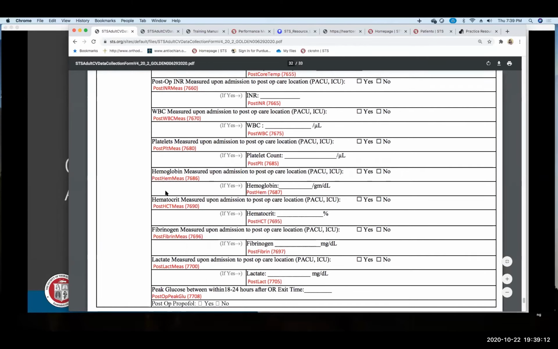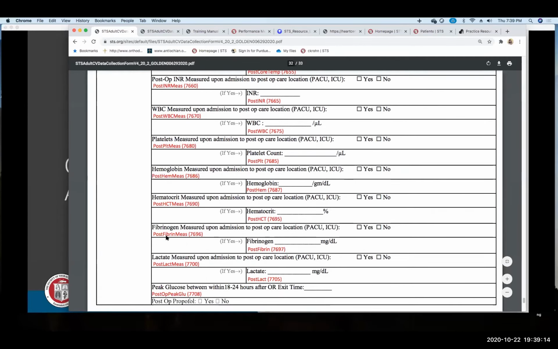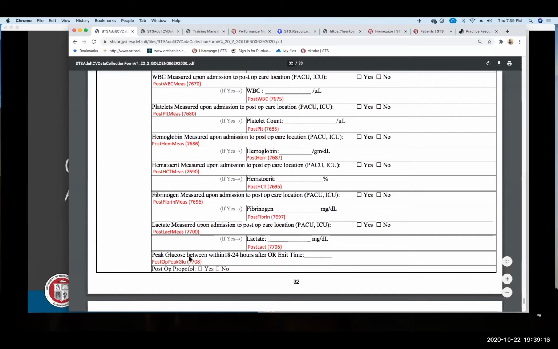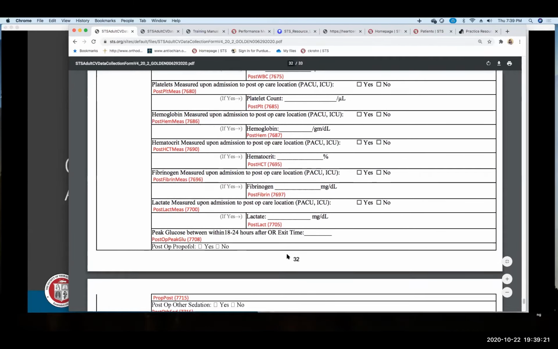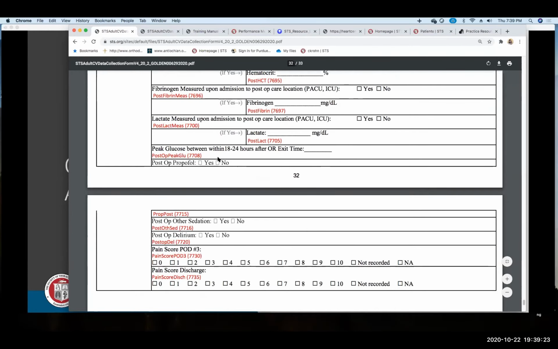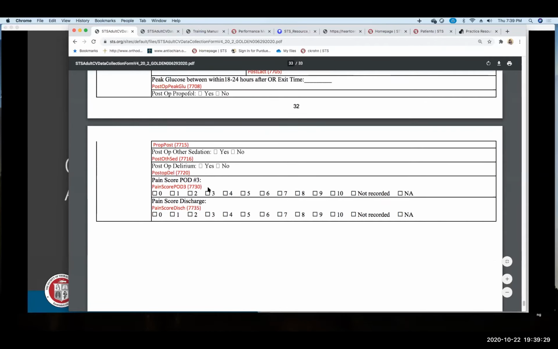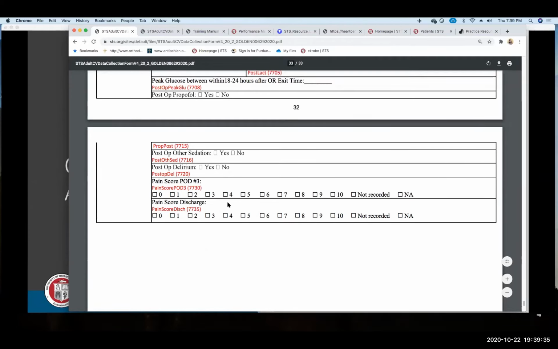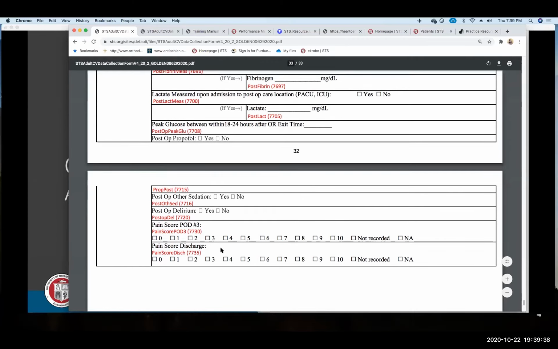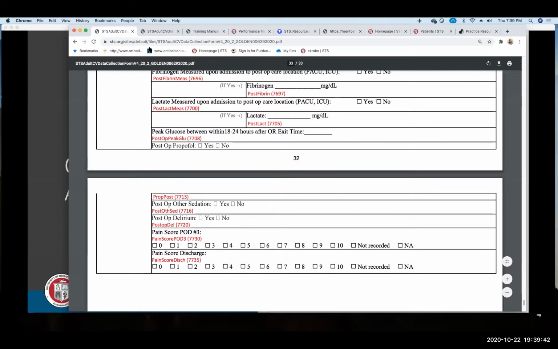We capture platelets, hemoglobin, your H&H, your fibrinogen, lactate, and then the peak glucose within 18 to 24 hours after OR exit time. We also are looking at propofol or other sedation and post-op delirium. And then we get into the pain scores, which is the final two fields here. We have your post-op day 3 and your pain score at discharge. So this goes right back to the post-op pain management questions above.